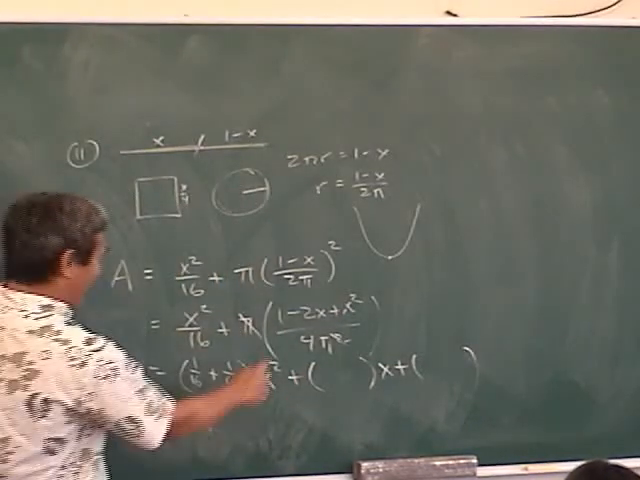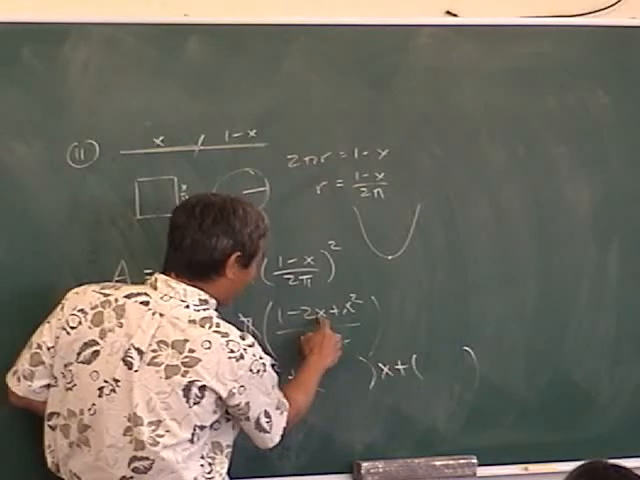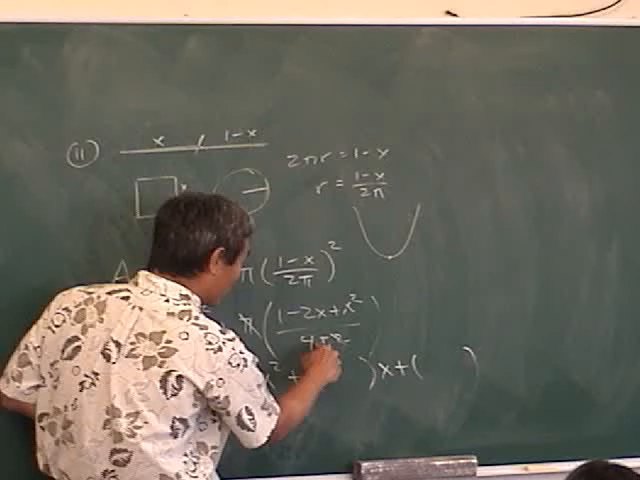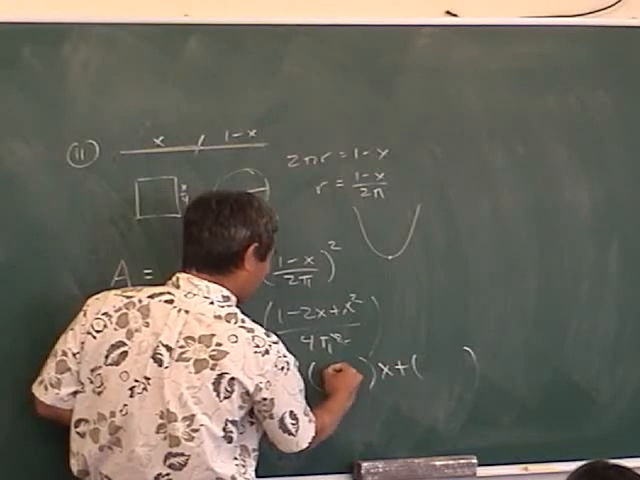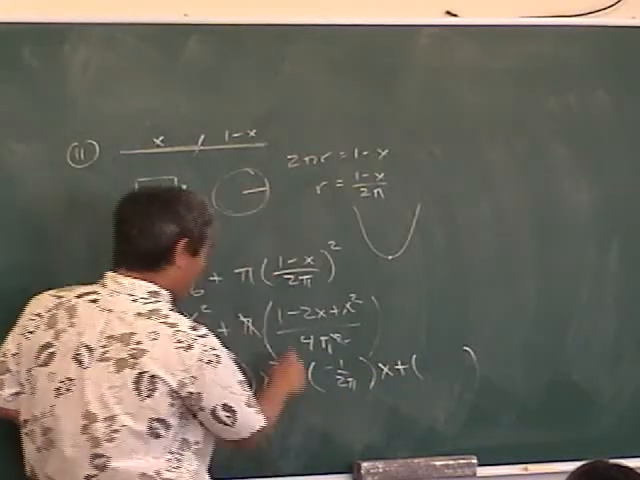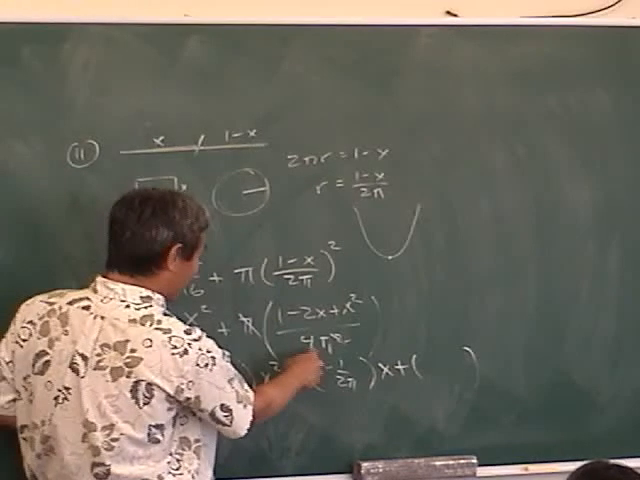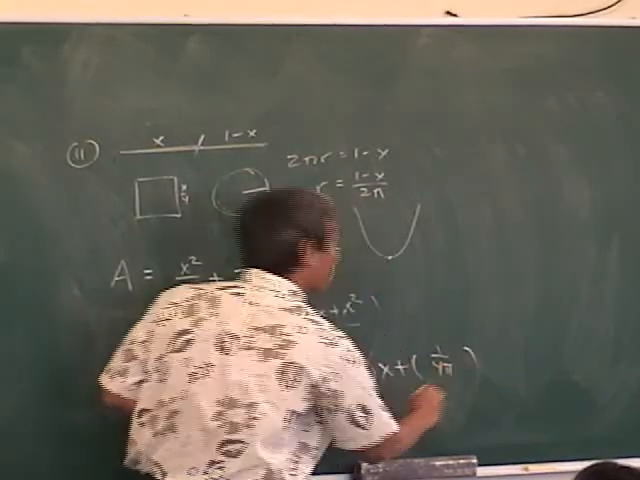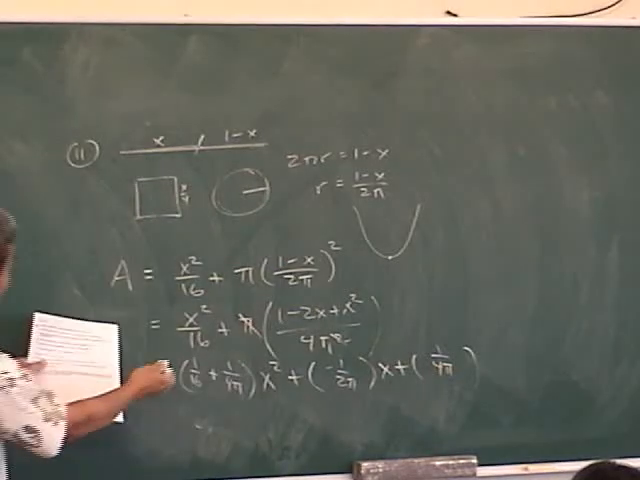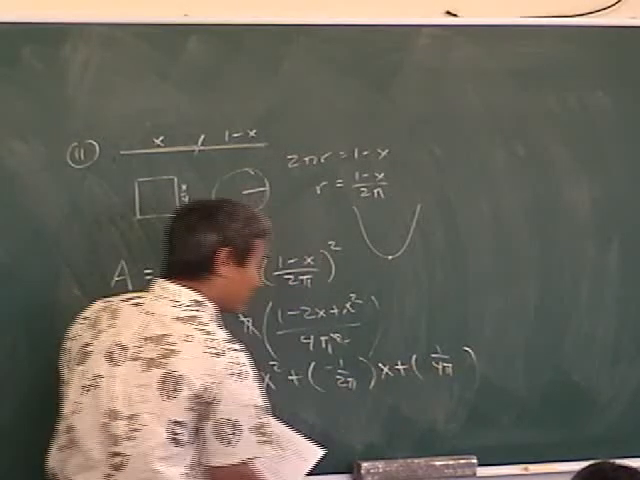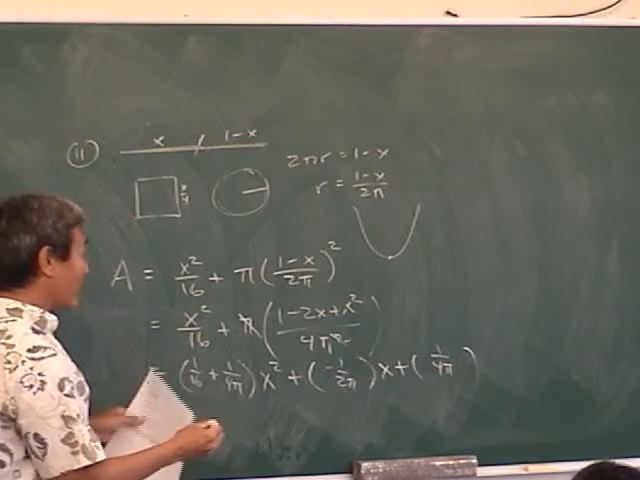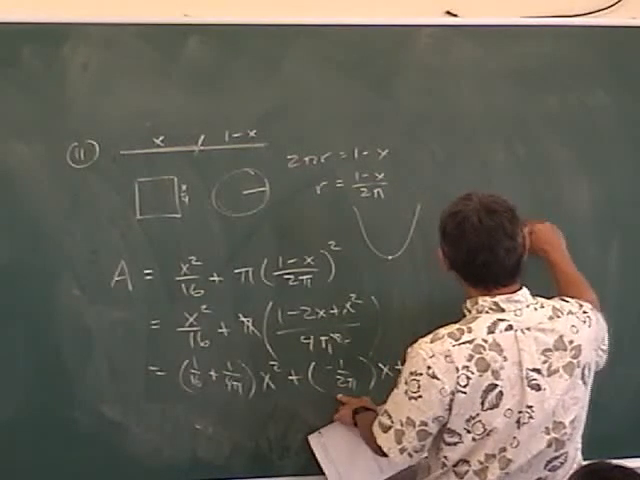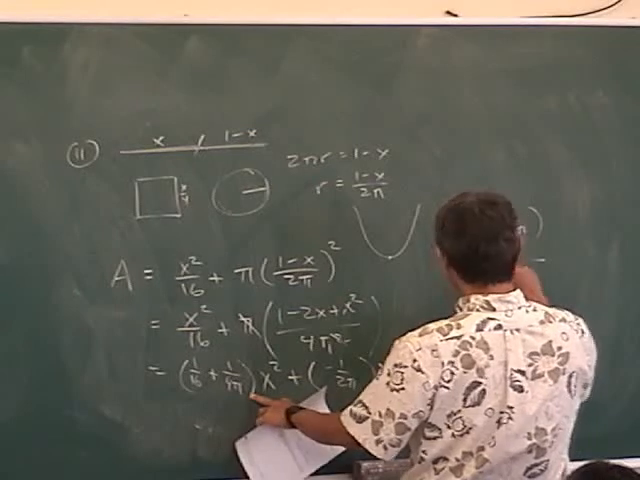Okay, here's the x term. What's the coefficient of x right here? Negative 2 over 4 pi, which simplifies to negative 1 over 2 pi. Now there's only one constant term. What is it? Right here, 1 over 4 pi. Now it's in quadratic form. See? ax squared plus bx plus c. So where is the minimum going to occur? At negative b over 2a.